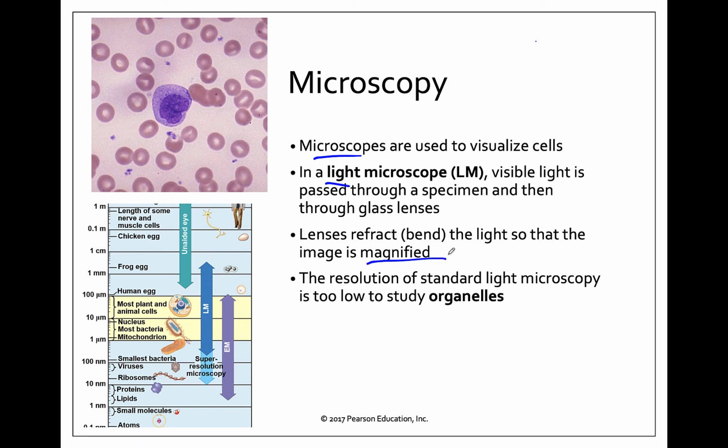When you increase the magnification of an image, the resolution decreases. So this is like taking a picture and zooming in. That's magnifying. And when you do that, the picture gets grainier and grainier, and if you zoom in too far, the resolution is too low to see anything. You just see pixels. And that's what happened with these first early light microscopes: the resolution is too low to study most of our organelles. The big organelles like the nucleus are typically visible in light microscopy, but some of the smaller organelles are just too small, and it's not going to be able to see them.